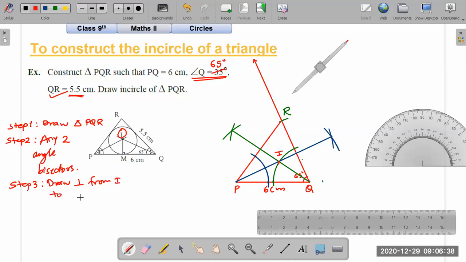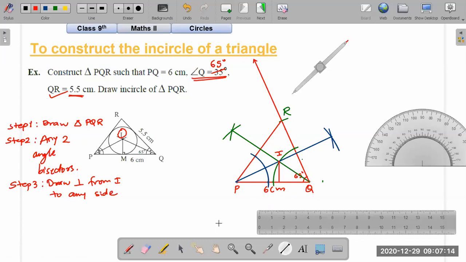So let's draw a perpendicular from I to, let's say, PQ. Okay, so that has to be 90 degrees. You can randomly draw a straight line so that it's perfectly 90 degrees. Once again, let me draw that. So here this is perpendicular to PQ.